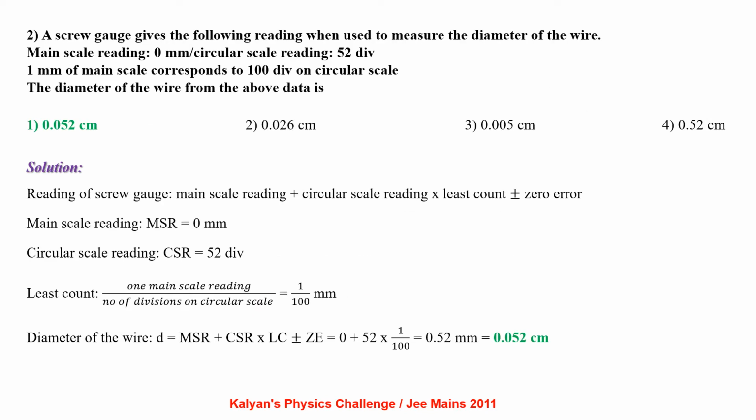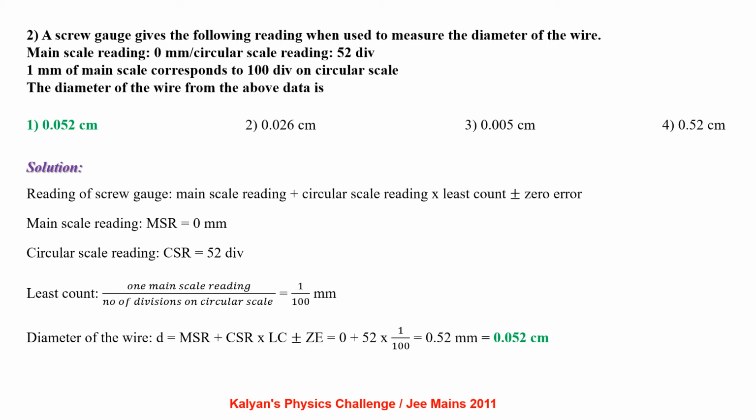A screw gauge gives the following reading when used to measure the diameter of a wire. The main scale reading is 0 mm, circular scale reading is 52 divisions. 1 millimeter of main scale corresponds to 100 divisions on the circular scale. The diameter of the wire from the above data is.